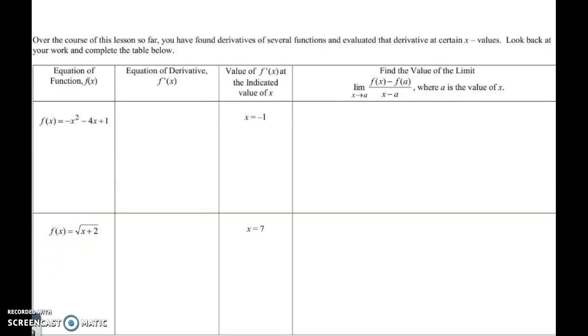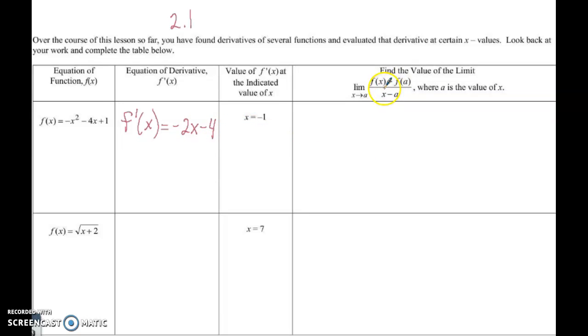I probably should have resized this to make sure it fit, but this is still 2.1. This is a conclusion of this. Now I believe we already found all of these derivatives. So you could double check my work, but I believe we already did these before. That we got negative 2x minus 4.